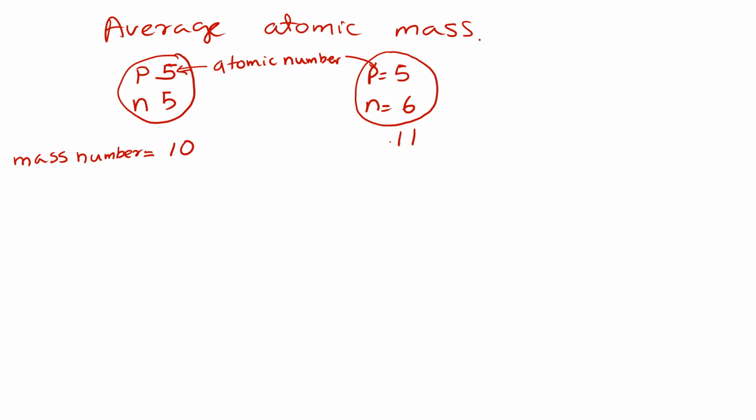Why? Mass number is the sum of protons and neutrons. You don't have fractional protons. You don't get half a proton. You don't get half of a neutron. They are always whole numbers. So when you add two whole numbers, you should get a whole number. So mass number is always a whole number.